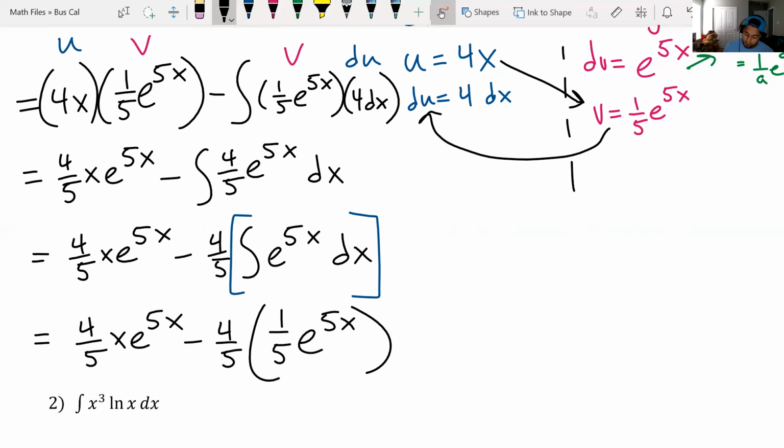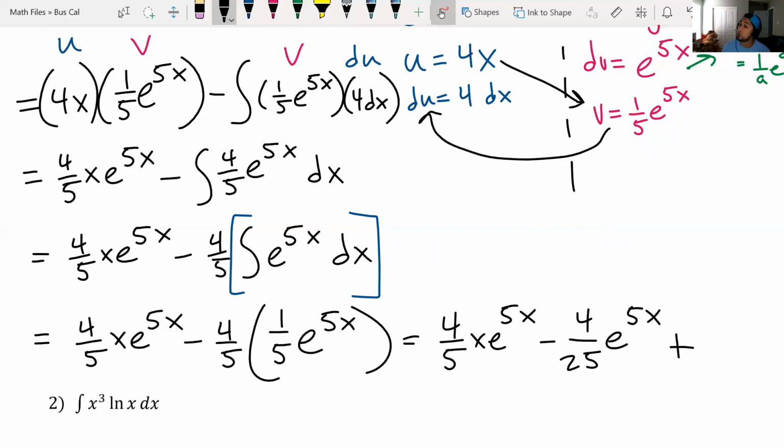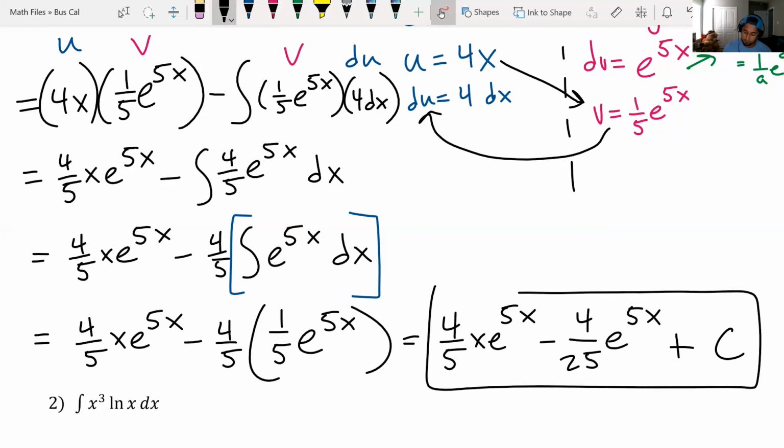Okay, one final cleanup. You get 4/5 x e to the 5x minus 4/5 times 1/5, that is 4/25 e to the 5x plus, don't forget, c. There you go. That is integration by parts, right?